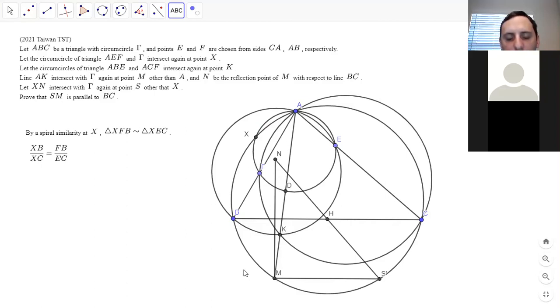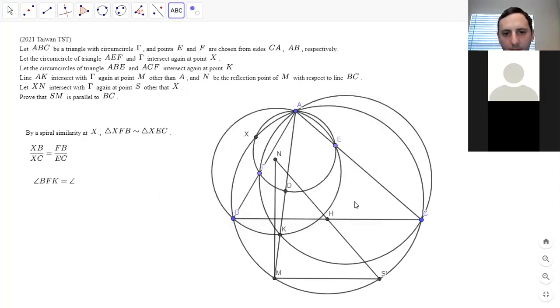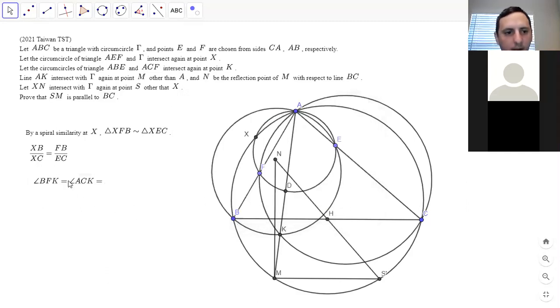No, I think we should prove triangle BFK is similar to triangle ECK. That is because angle BFK is equal to angle ACK, which is angle ECK. Hold on one sec, let me write that out. BFK is AFK... BFK is ACK, which is ECK.